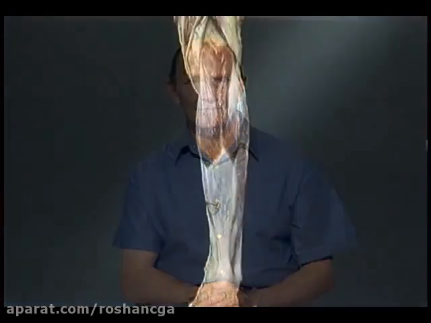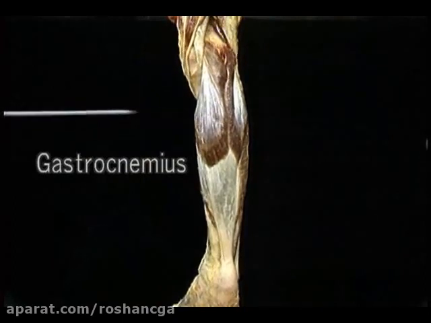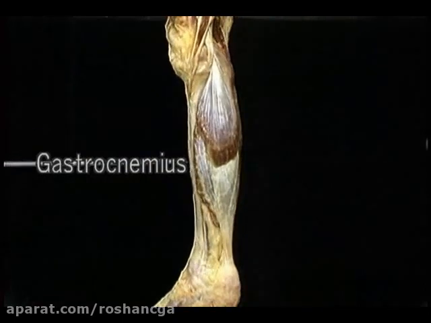We'll move on now to look at the muscles that produce plantar flexion. Two large muscles, gastrocnemius and soleus, and one small muscle, plantaris, join together to form the massive calcaneal tendon. Here's gastrocnemius. Here, deep to it, is soleus.